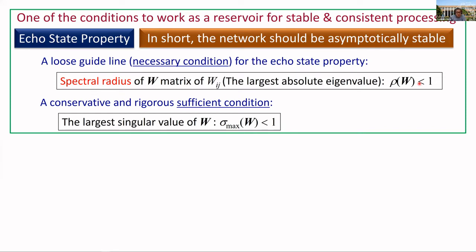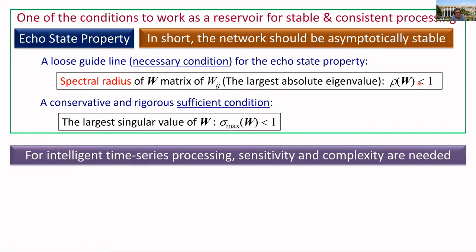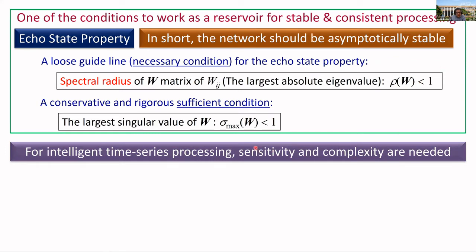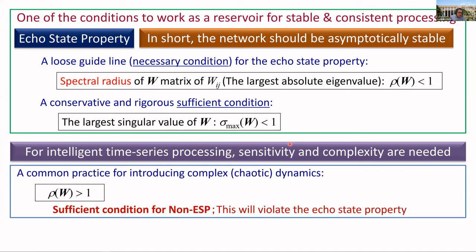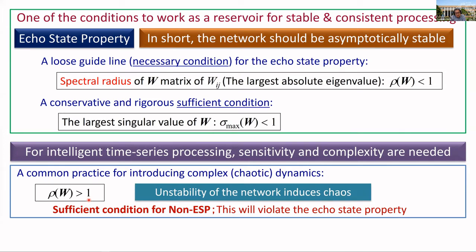However, sometimes we need some more complex dynamics for more intelligent time series processing. So we want sensitivity and complexity rather than stability and consistency. Usually those features are given by chaotic dynamics. And actually, it is very easy to introduce chaos in a reservoir like this. Just break the echo state property. We set the spectral radius larger than 1. By doing this, instability of the network induces chaos.